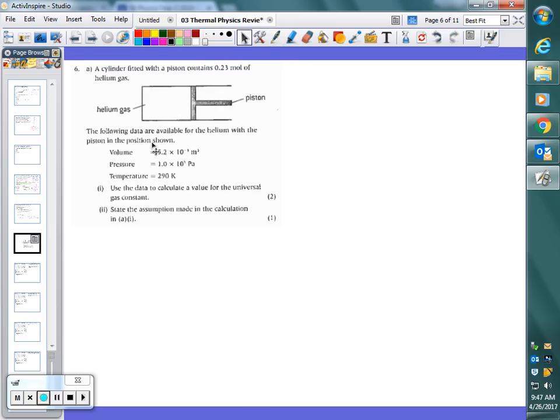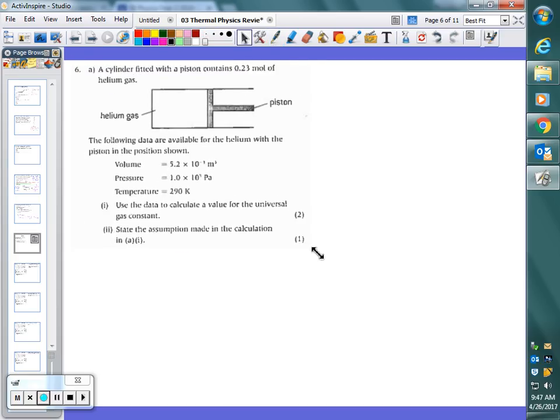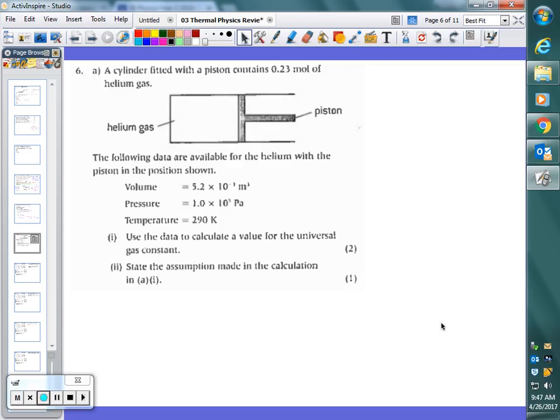All right, so number 6. It says a cylinder is fitted with a piston that contains 0.23 moles of helium gas. The following data are available for the helium with the piston in the position shown. It gives you volume, pressure, temperature. It says use the data to calculate the value for the universal gas constant. The universal gas constant is going to show up in your data booklet. I forgot to pull up the data booklet today, but it is going to be in your data booklet. It says, but use the data to calculate a value.